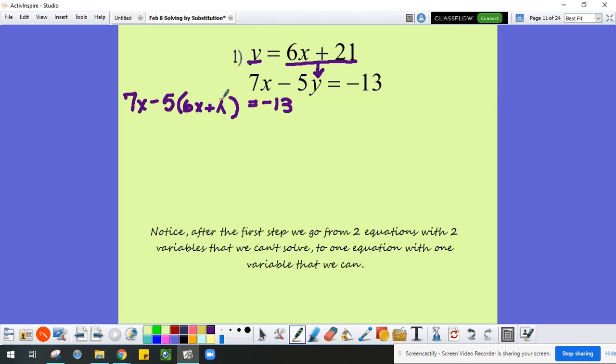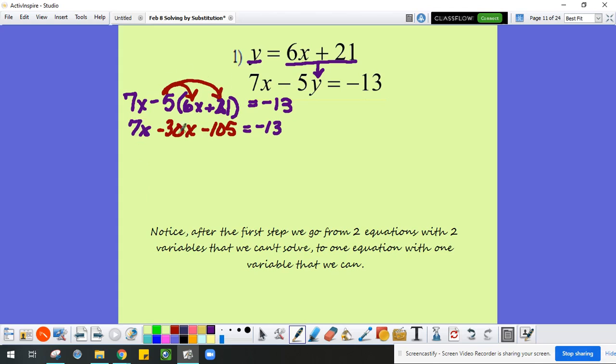Now, guys, this brings us back to the beginning of the year when we practiced using the distributive property. When you have a number outside the parentheses, you're going to multiply that number by both things in the parentheses as your first step. So this is a -5. -5 times 6x is -30x. And -5 times 21 is -105. But don't forget, everything else gets brought down. So I'm going to bring down -13, and I'm going to bring down 7x.